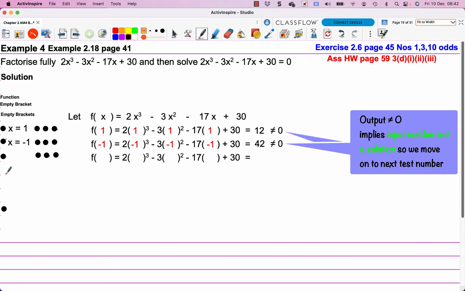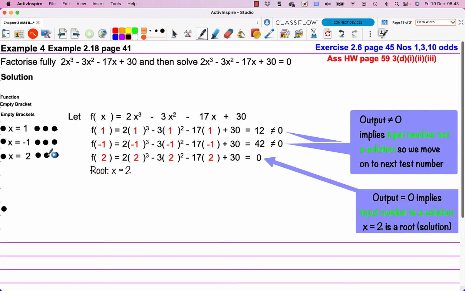Well, we've done 1, we did minus 1, so the next logical guess is x equals 2. We substitute 2 in, we reach for the calculator, press the replay button, replace the minus 1 in each of the brackets with a 2, we press the equals, and we get a result of 0. Now this is really important because the output is 0. And because the output is 0, we now know that x equals 2 is a root, a solution. And that's really, really important.